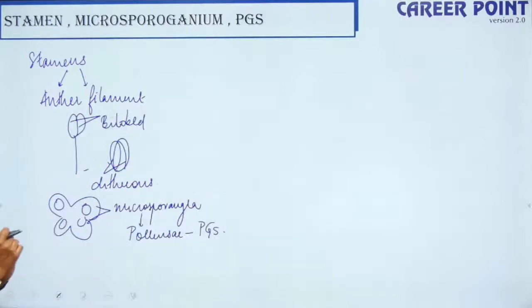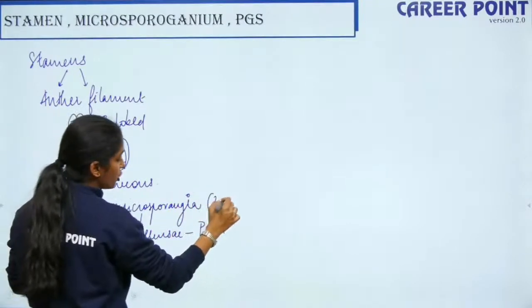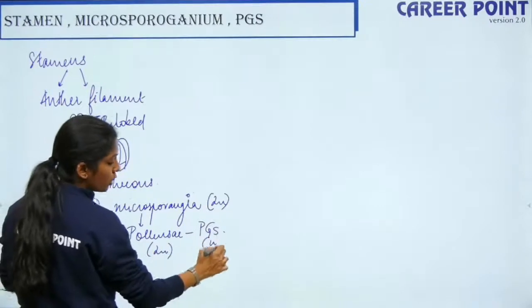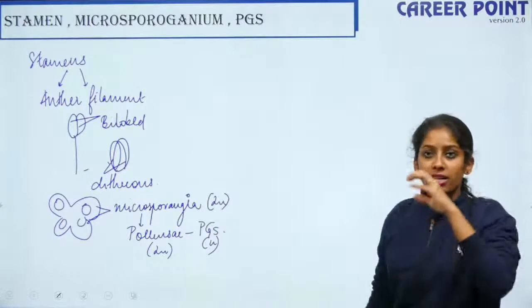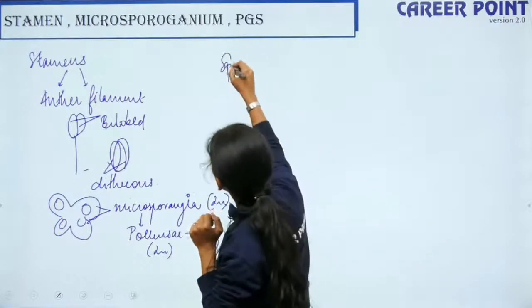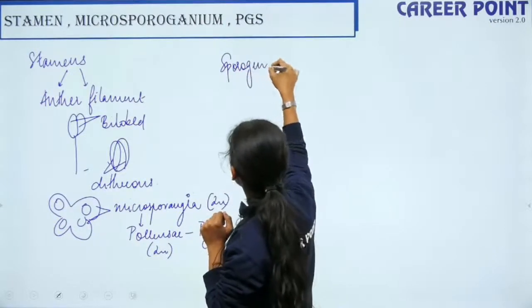So microsporangium is the pollen sac wall. Yes, you're absolutely right. So what is the ploidy? So microsporangia is 2n. So pollen sac is 2n. So pollen grains will be haploid. Alright? Yes? So when the anther is young, the central region of your microsporangia consists of a group of homogeneously arranged tissue which is known as sporogenous tissue.